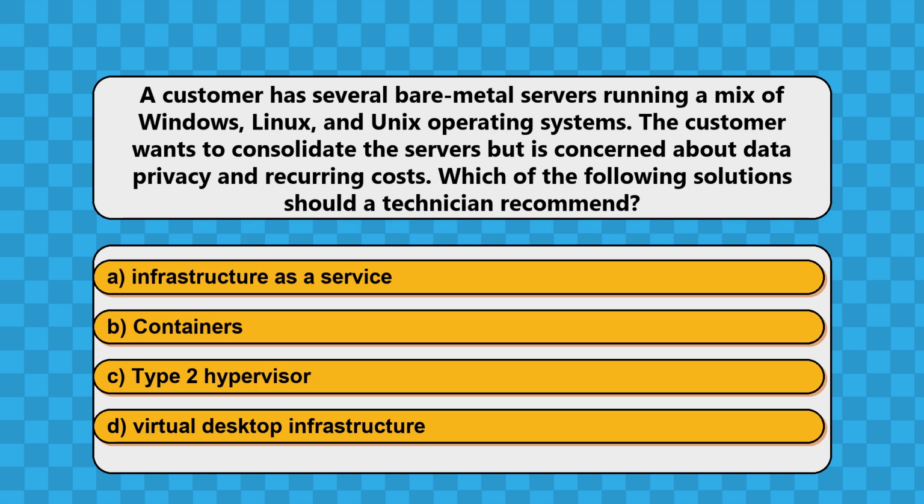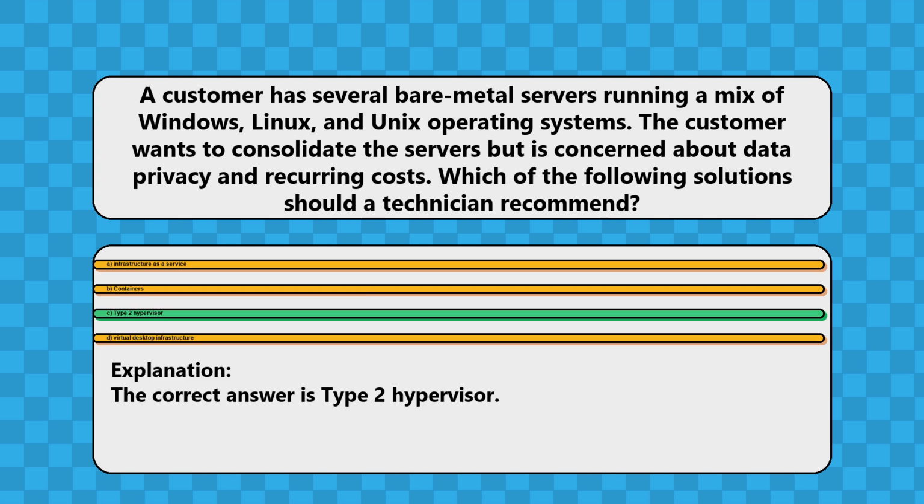Question 14. A customer has several bare metal servers running a mix of Windows, Linux, and Unix operating systems. The customer wants to consolidate the servers but is concerned about data privacy and recurring costs. Which of the following solutions should a technician recommend? Option A, infrastructure as a service. Option B, containers. Option C, Type 2 hypervisor. Option D, virtual desktop infrastructure. The correct answer is option C, Type 2 hypervisor.